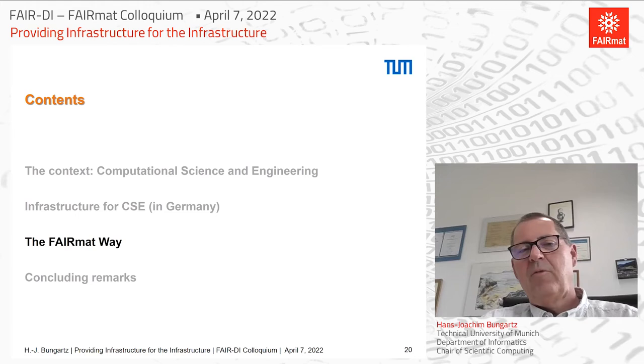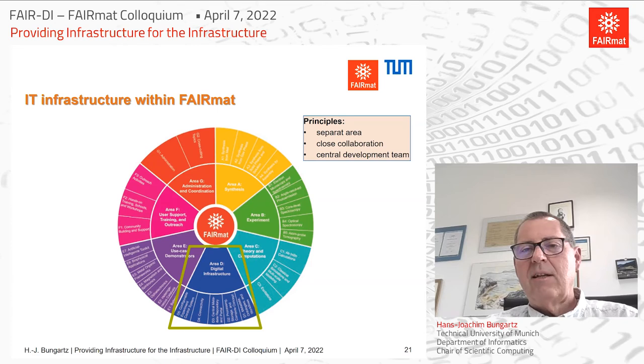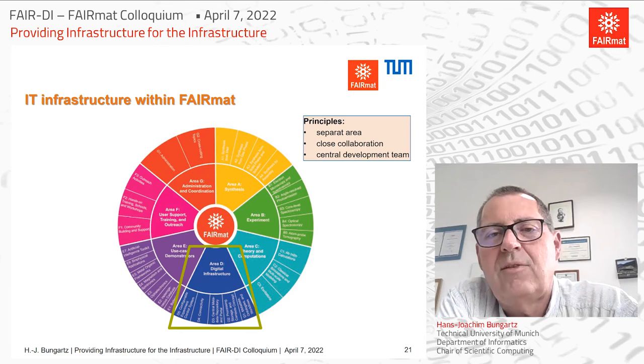So those who know FAIRmat, I don't show anything new. Everyone who is not from FAIRmat might maybe have a brief look at that. So there are maybe three different domain fields dealing with material science, or with solid state physics: synthesis, experimental research, and theory and computation. So these are the areas A, B, C.